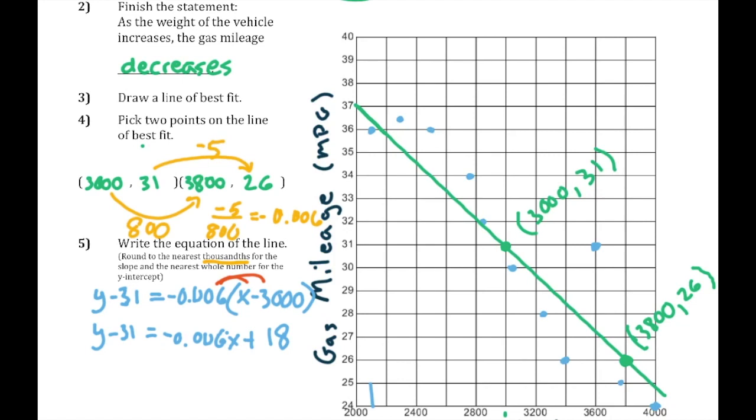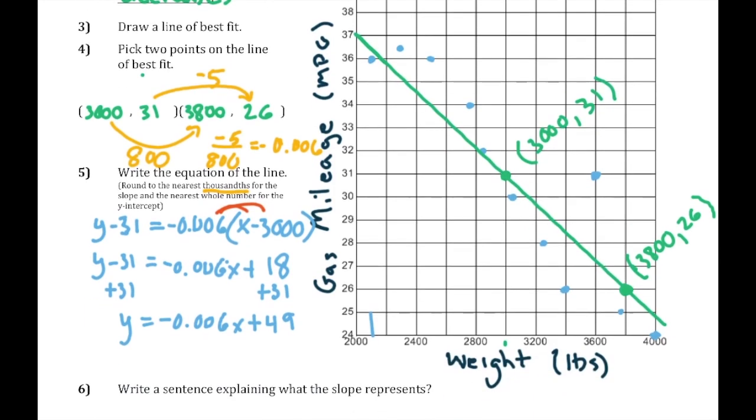So next, we're going to add 31 to both sides of our equation. And we get y is equal to negative 0.006 x's plus 49. So there's our equation for this line of best fit.